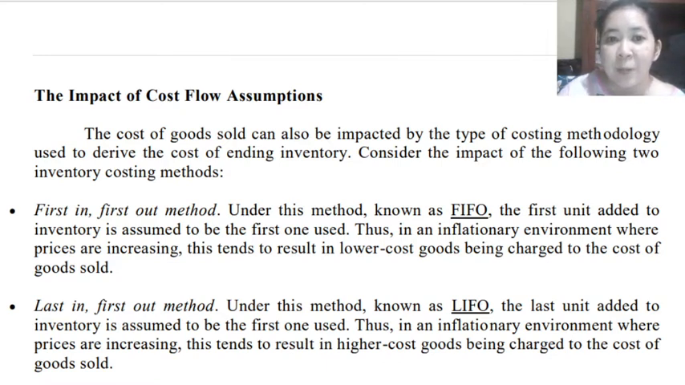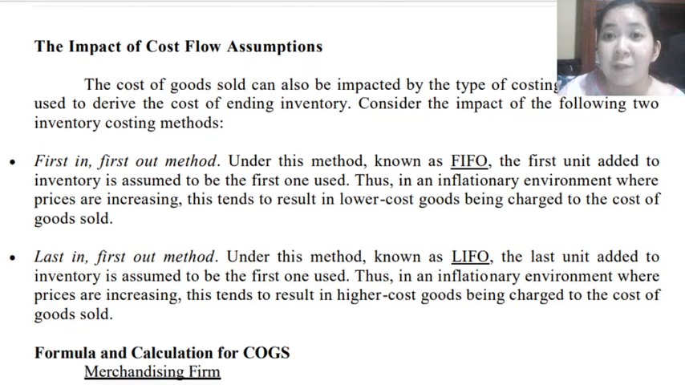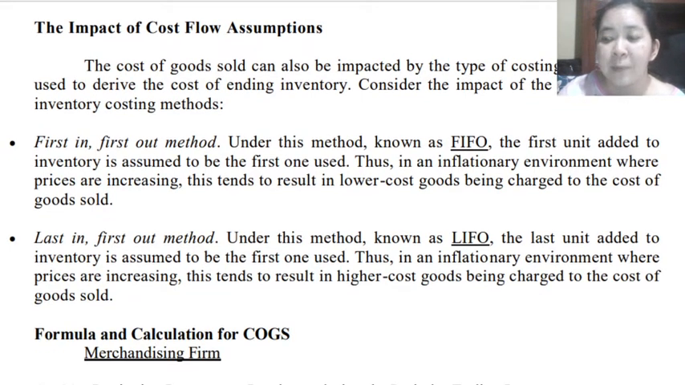So that's why the result of this is a lower cost of goods sold that will be charged to our cost. Because here those items which will be sold are those which were produced first, which have lower cost. So that's why cost of goods sold will also be lower.